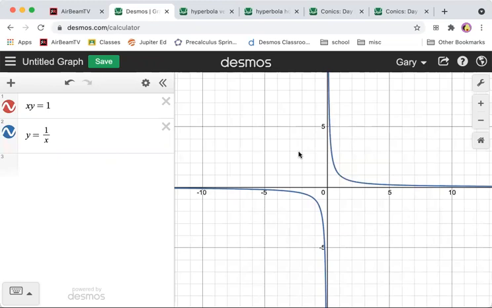So hyperbolas have this property that there are these two asymptotes that cross each other. And then you have these two branches that look like sort of rotated parabola looking things. And those two branches are the two branches of a single hyperbola. So this isn't two hyperbolas, it's one hyperbola that has two branches.